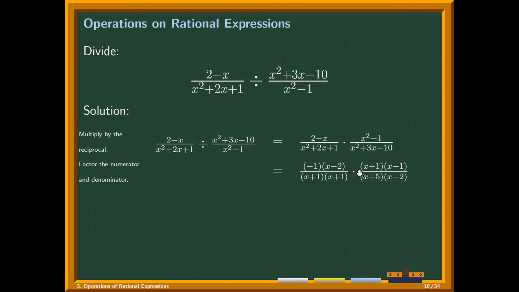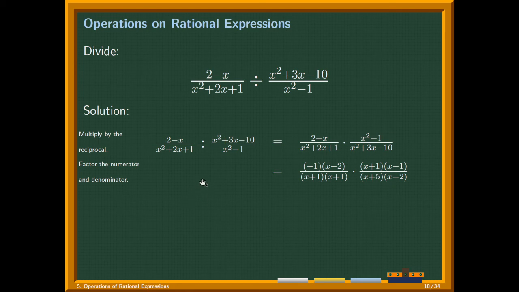So using the FOIL method, x times x, x squared. First term. Outer term, x times negative 2. The answer is negative 2x. Inner term, 5 times x, the answer is 5x. So combining like terms, 5x minus 2x, we have 3x. 5 times negative 2, the answer is negative 10. Okay. So from this, we have the factored form.